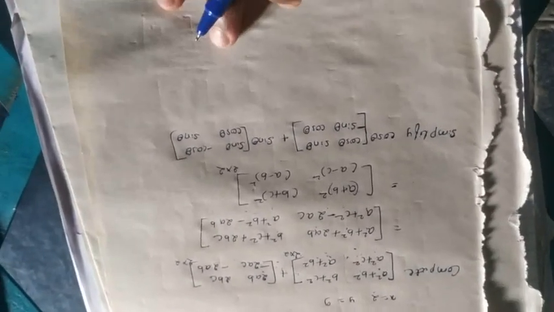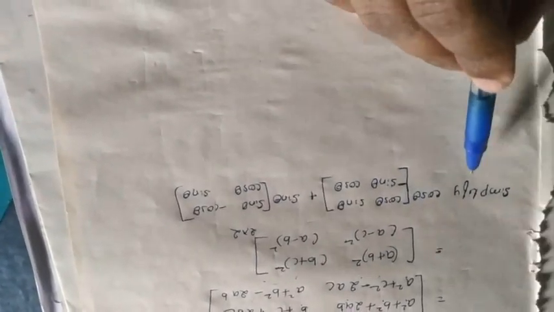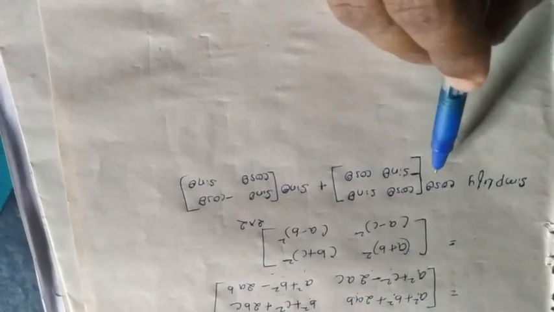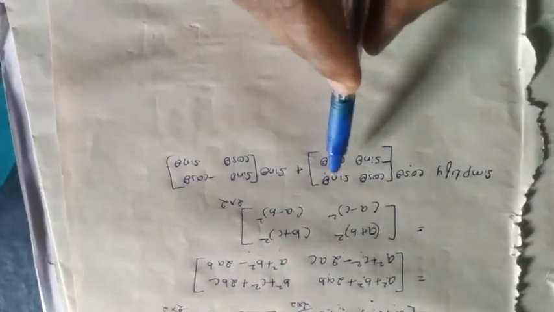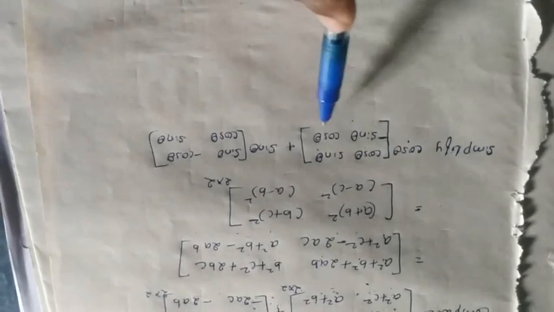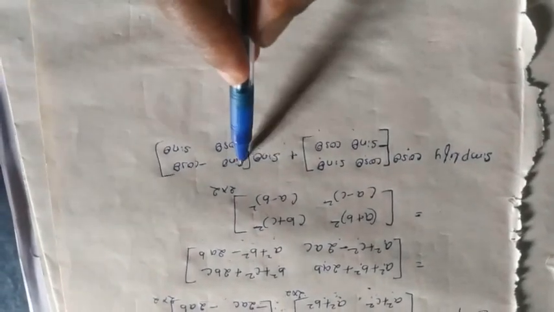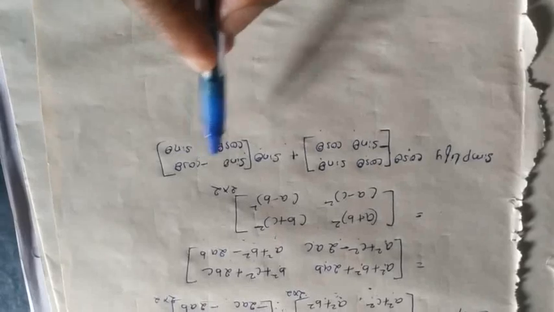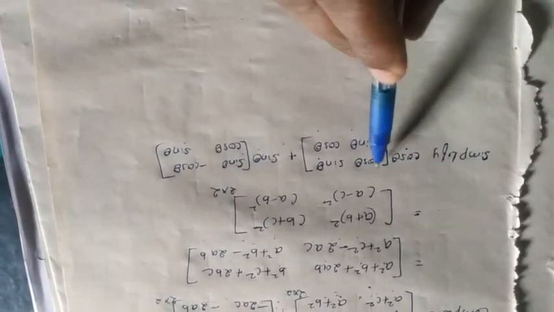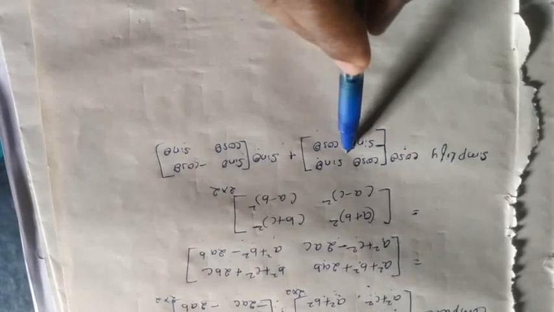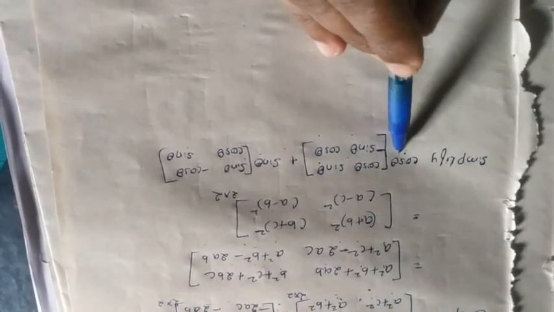One more example we have to see here: we have to simplify, compute. Okay, so we have to solve this one. Cos theta into bracket cos theta sin theta, plus sin theta into bracket, one more matrix having sin theta minus cos theta sin theta cos theta. Cos theta into bracket means this is a scalar multiplication, that each and every element of this given matrix is going to be multiplied with the cos theta.